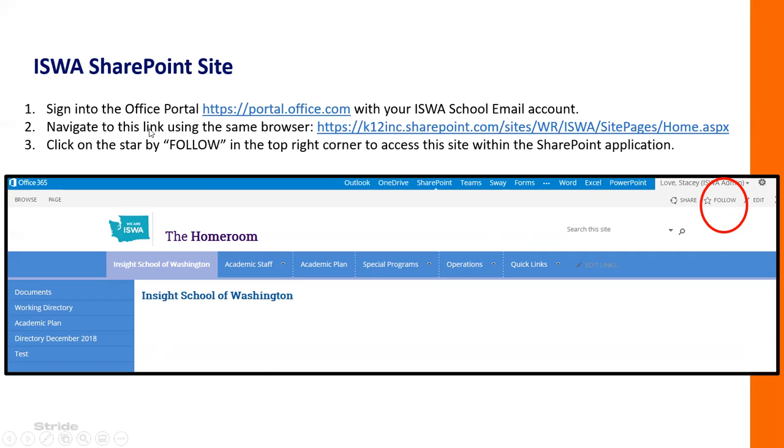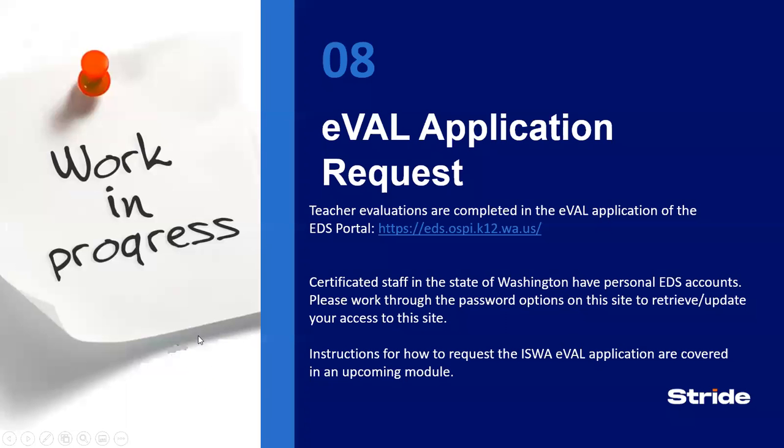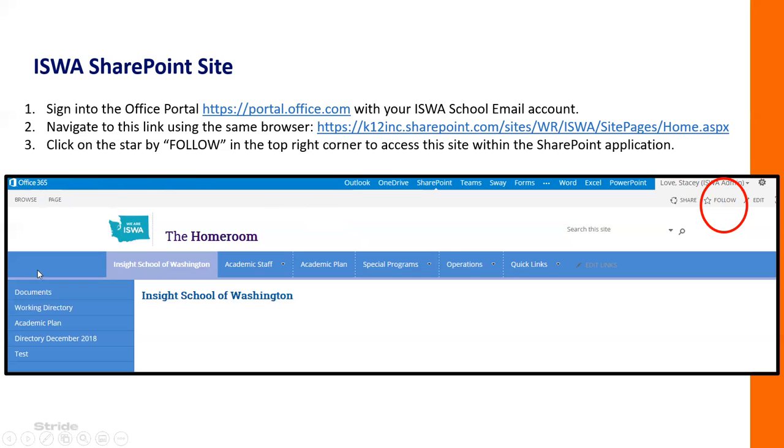So within the portal, log in with your school email, and then you will navigate to this browser. This is the SharePoint site link, and this is what you should see. And you will select follow, this follow. Not the follow for the browser, but the follow for the actual site. So make sure you select the star that you see on the page.